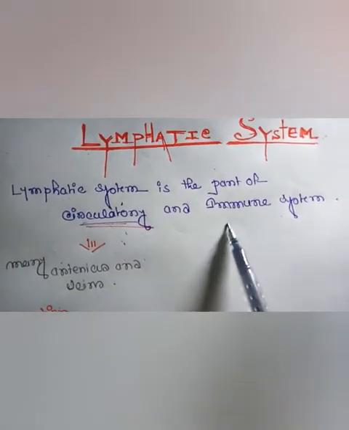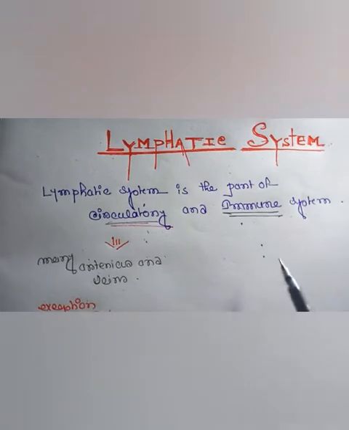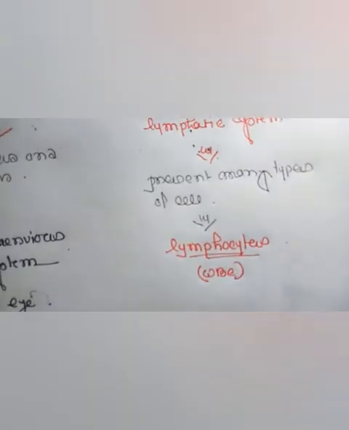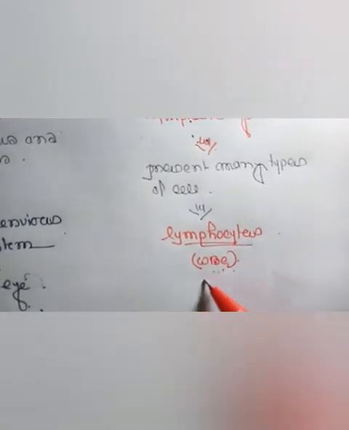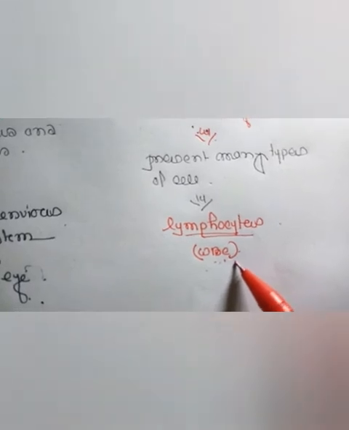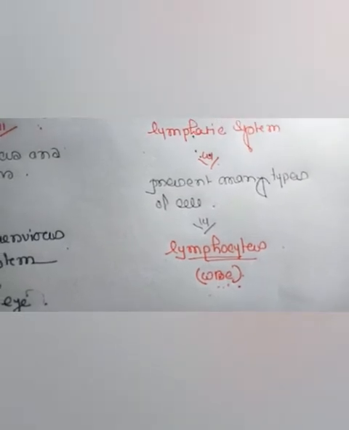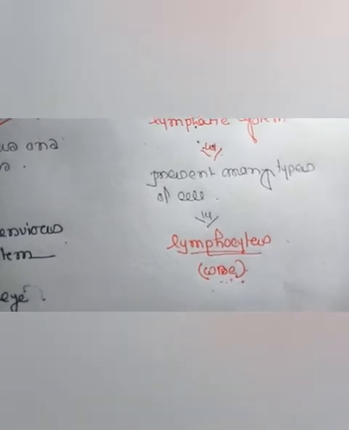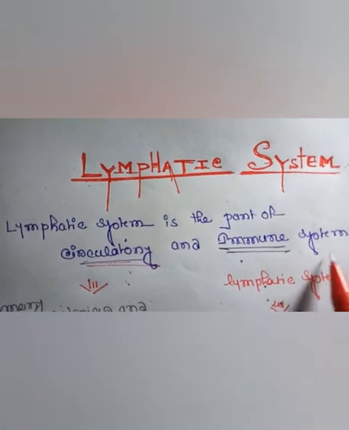Next, why is it called part of the immune system? Because in the lymphatic system, many types of cells are present. These cells are lymphocytes, a type of WBC, white blood cells. The function of lymphocytes is to destroy foreign antigens like bacteria and viruses. When bacteria and viruses enter the lymphatic system or lymph, the lymphocytes destroy them. So, the lymphatic system is part of the immune system.